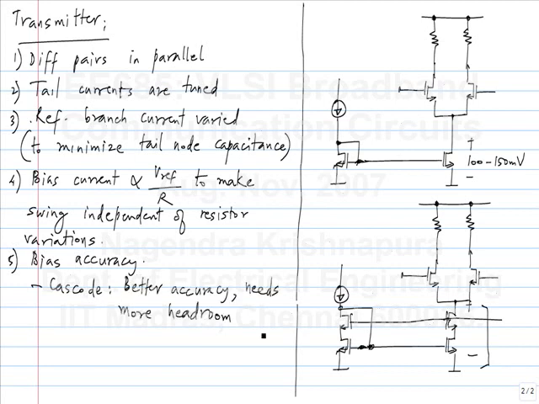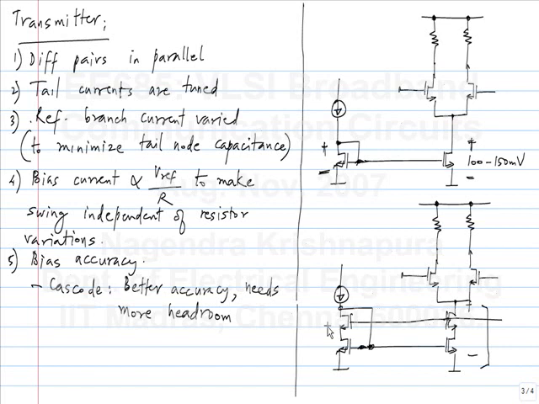Headroom is a general term for the amount of voltage that you have to accommodate some circuit. So what else can you do? So the problem here is that this is a different VDS than this. So I don't really need to use a cascode. What I need to do is to somehow make this VDS equal to this one. Okay? How can I do that?